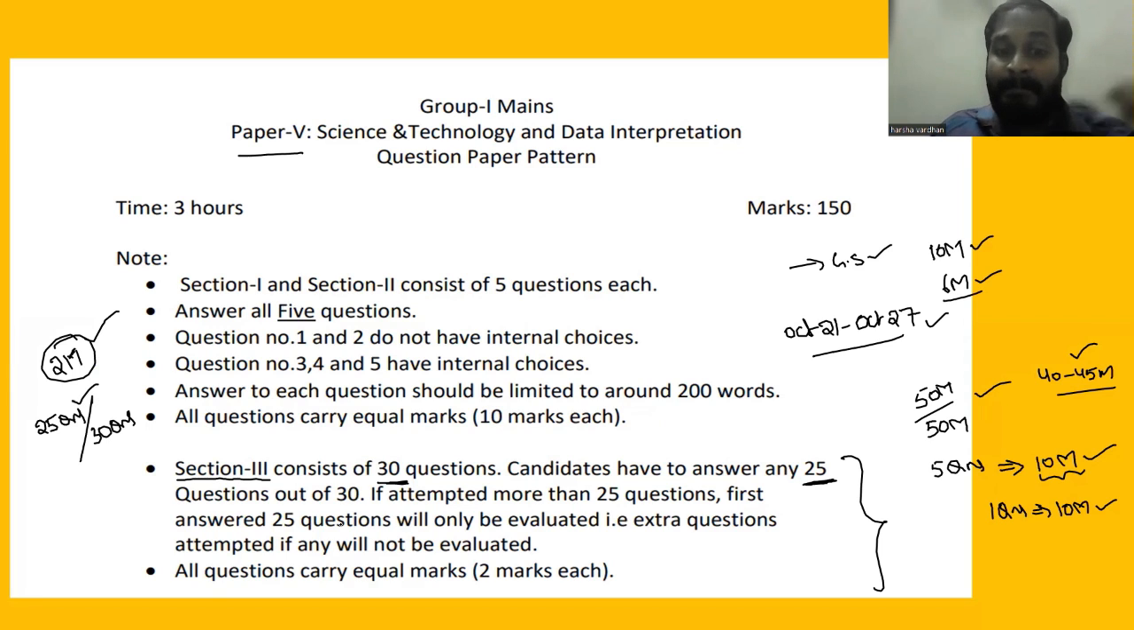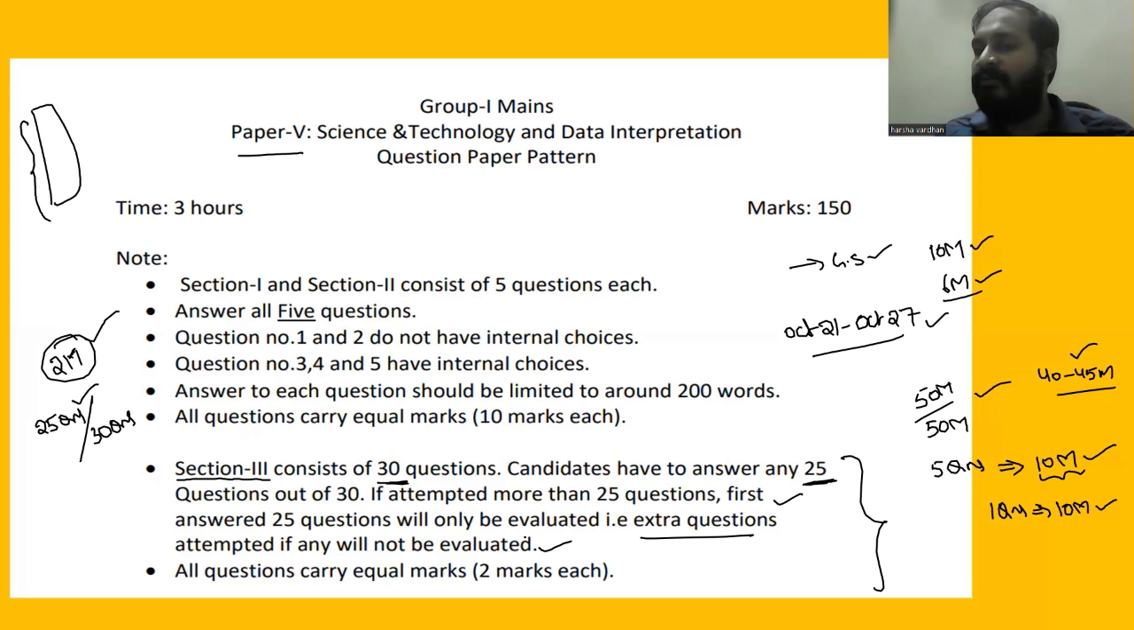Please observe one more thing here. The first 25 answers will be evaluated. That means the first 25 questions which you answer, irrespective of order. There is no rule that you should follow a particular order. Irrespective of order, they will consider only the first 25 questions which you attempt, and those marks will be given. After 25, whatever you write is a waste of time. You should not write. It is a waste of time.